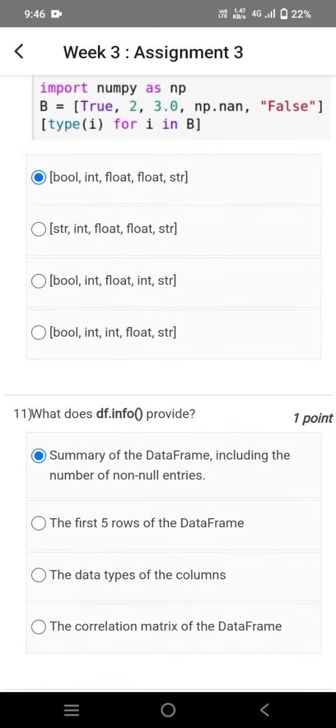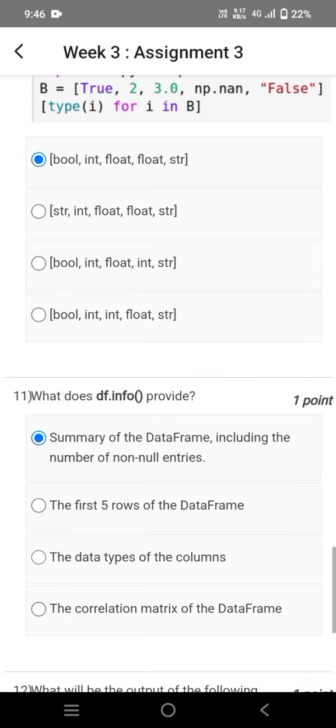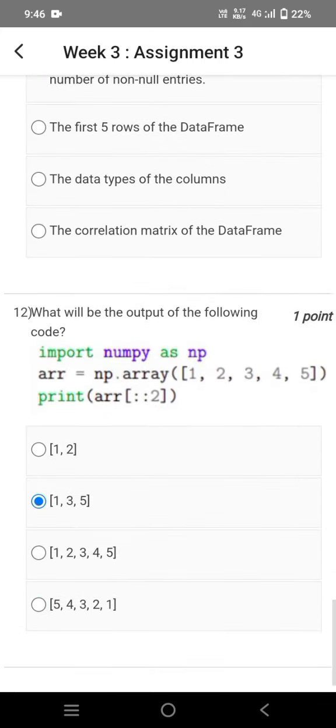Question 11th. What does df.info provide? This answer will be option A. This provides the summary of the data frame including the numbers of the non-null entries. Question 12th. Answer will be option B. Square bracket 1, 3, 5.